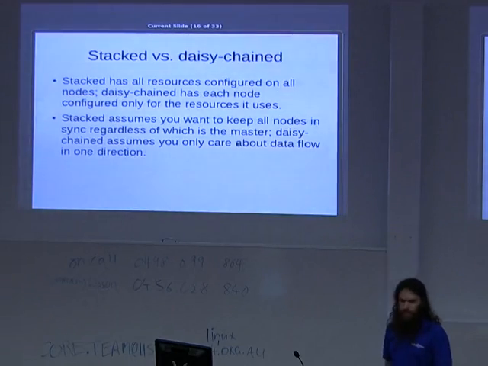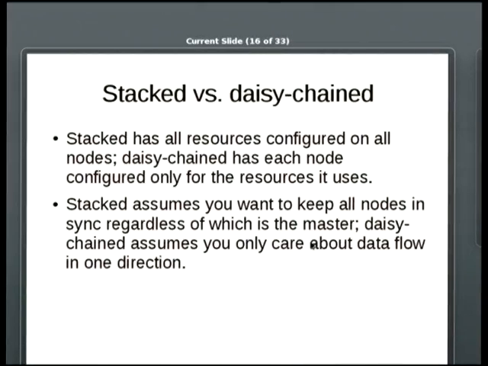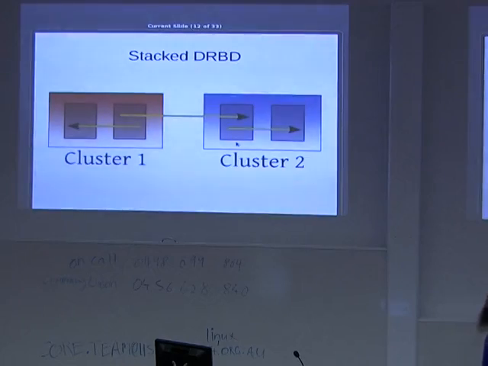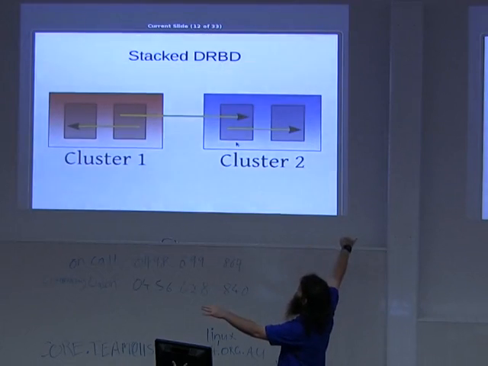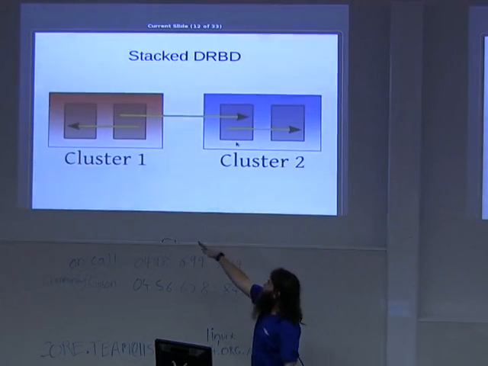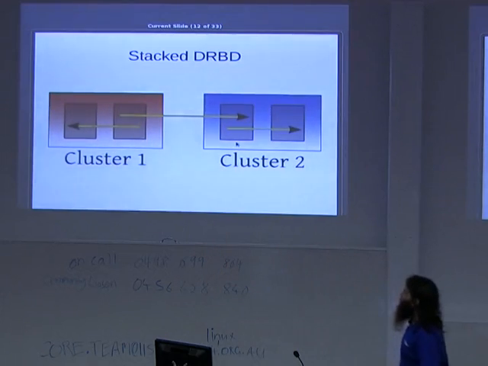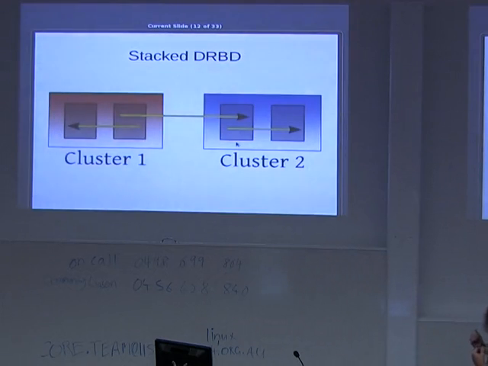And this ties into the second major difference, which is that stacked DRBD assumes that you want to keep every single node in sync regardless of which one is the master. No matter which one of these 4 nodes is the master node at any given point, because the link connecting the 2 clusters is the one on top, any writes are going to propagate across to both clusters, regardless of whether something in cluster 1 is the master or something in cluster 2 is the master. So this is a solution intended if you effectively have a cluster of 4 machines rather than 2 clusters of 2 machines. So you can keep them all in sync.